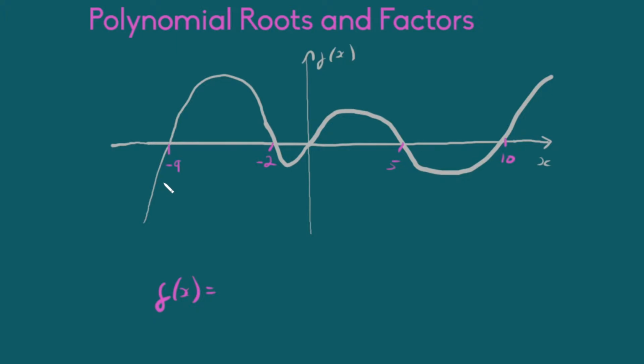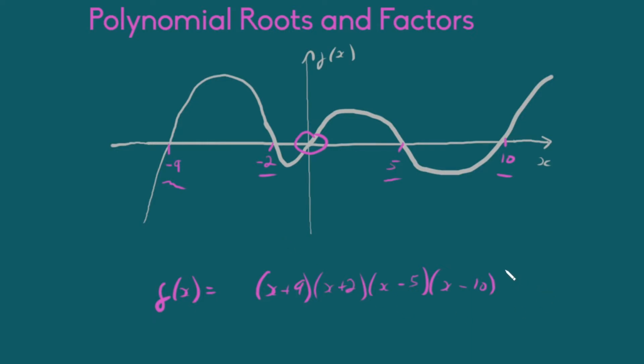We have an intercept at -9, so that's going to give us the factor x plus 9. We have an intercept at -2, so that's going to give us a factor of x plus 2. We have an intercept at +5, that's going to give us a factor of x minus 5. And we have another intercept at +10, which is going to give us a factor of x minus 10. We also have an intercept at the origin. So our graph goes through the origin.